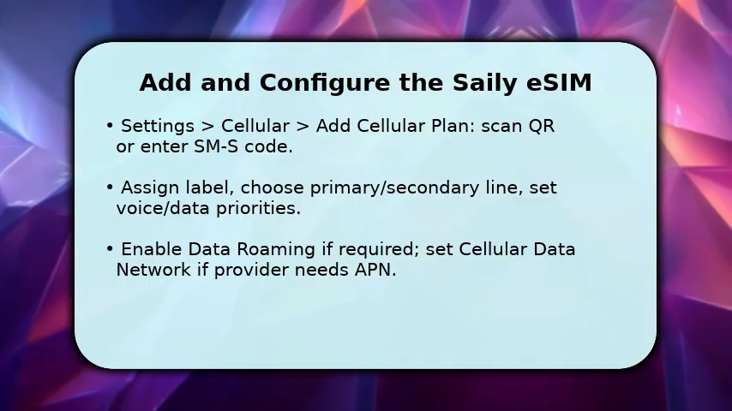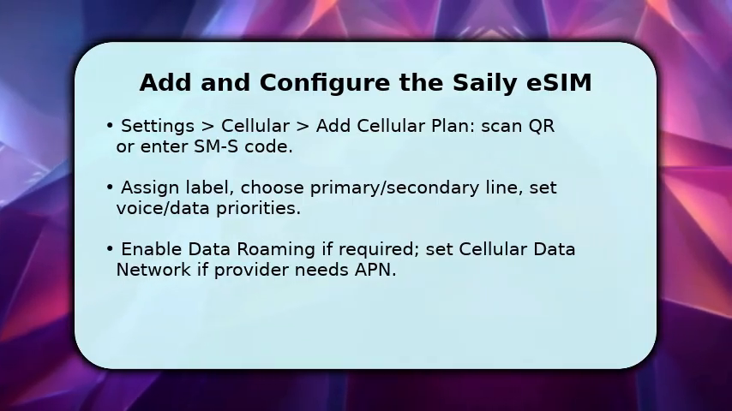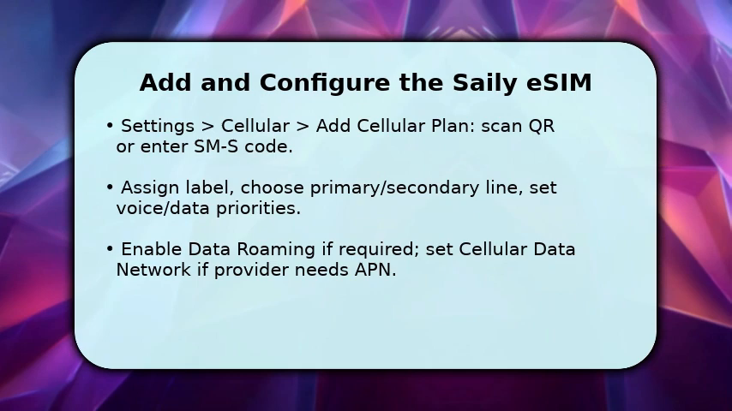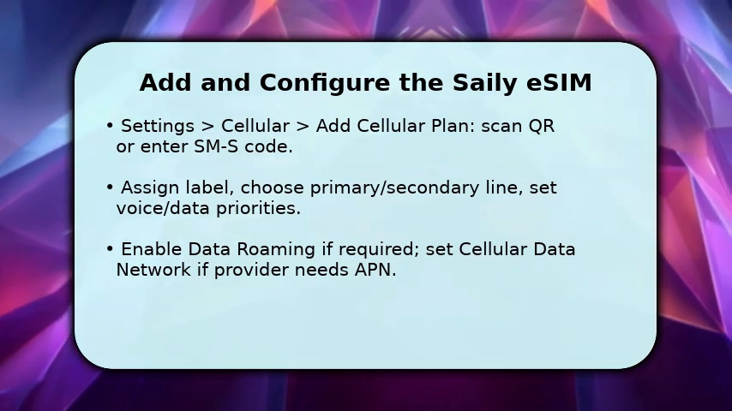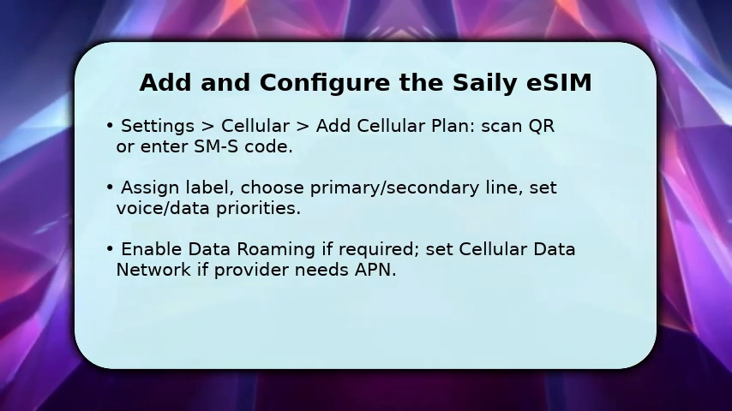If Saily requires an APN or data roaming, enter those values under cellular data options. This ensures proper network routing and prevents failed data connections.